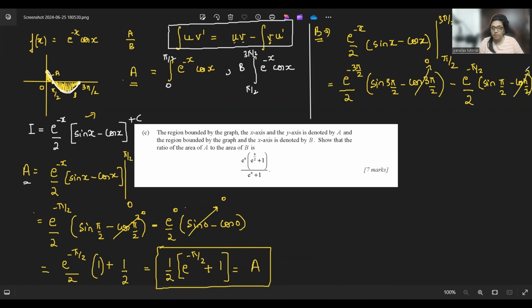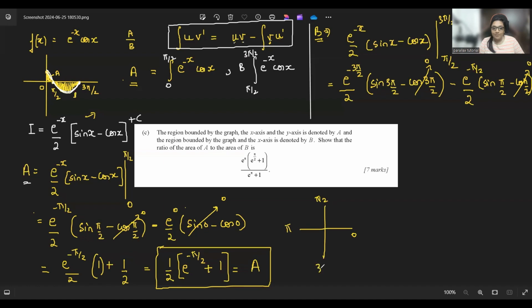3 pi by 2 is 0. Cos of pi by 2 is 0. So in case you're wondering why this is 0, let's just have a look at it. See, this is the quadrant 0, pi by 2, 3 pi by 2. Sorry, not 3 pi by 2. That's pi. That's pi. It's a long question.